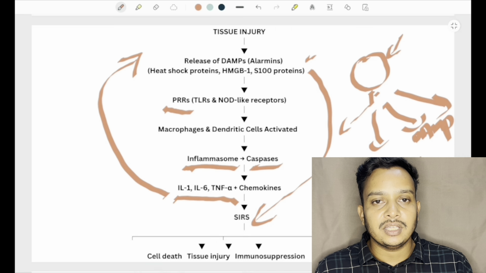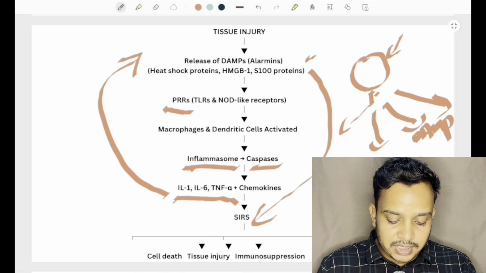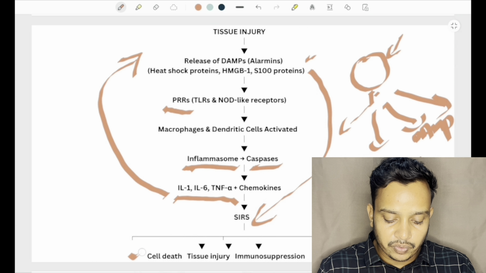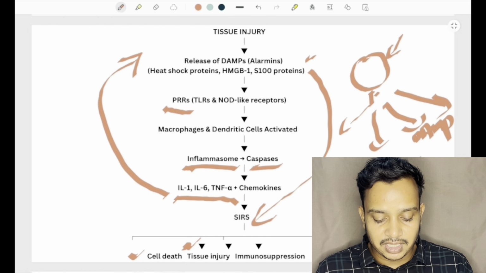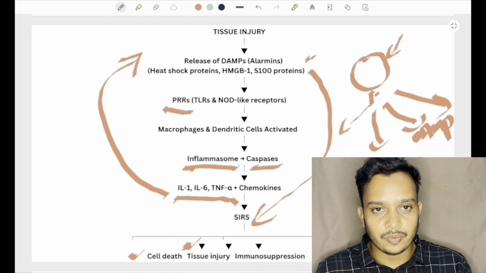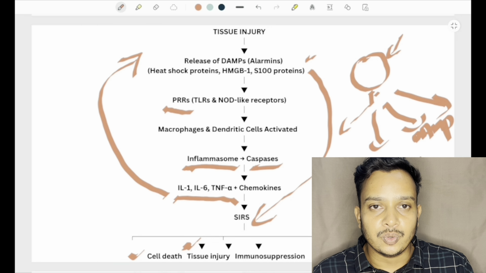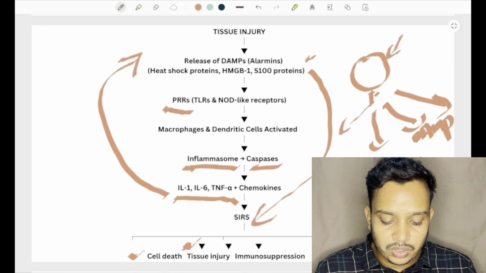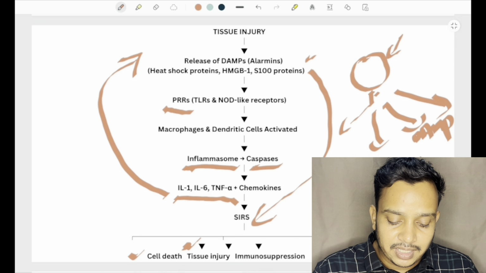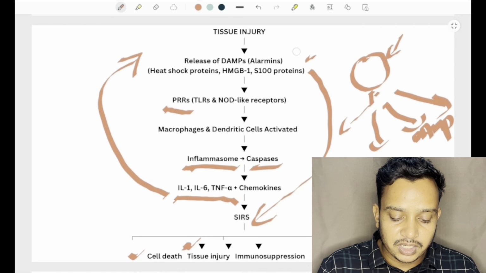So whenever there is severe SIRS happening, cell death will happen, tissue injury will happen, and an immunosuppression state will happen whenever there is an exaggerated systemic inflammatory response syndrome. So it acts as a positive mechanism or vicious cycle. So this is how the mechanism of tissue injury works.